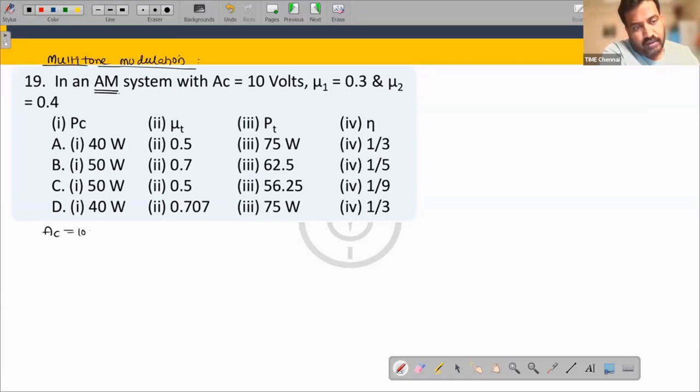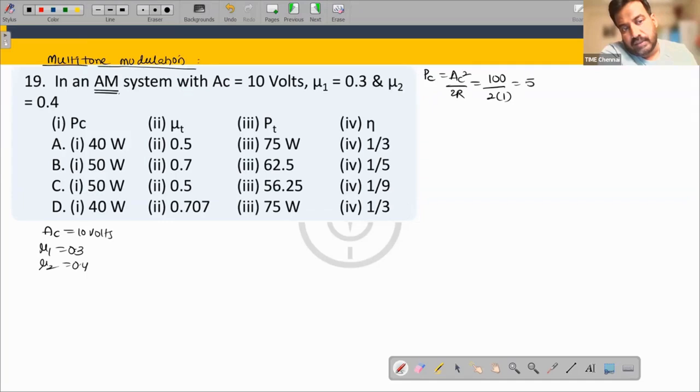In an AM system, given AC is 10 volts, mu1 is 0.3, mu2 is 0.4. Find carrier power, AC square by 2R. R is not given, so 1. So this is 50 watts.